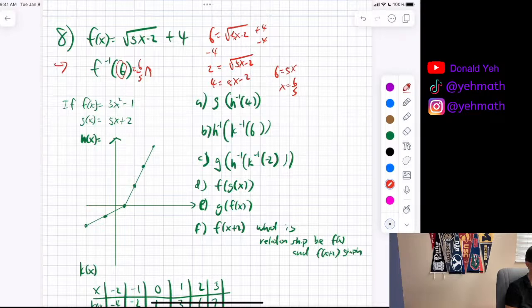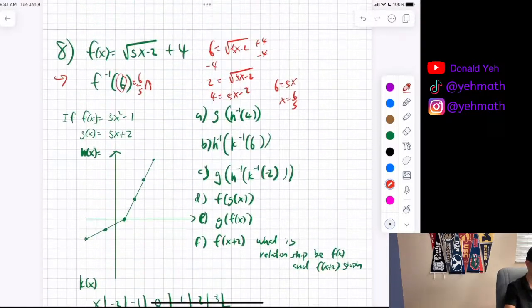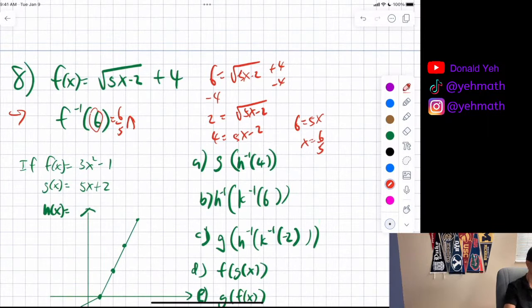You can do Sam's way, which is find the inverse function and plug in 6 for x. So either way, it's fine. It doesn't bother me which way you do it. So for h inverse of 4, some people are asking that. I think Emerson asked me that, right?